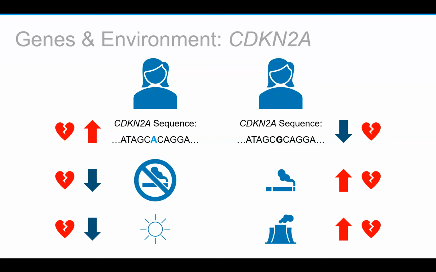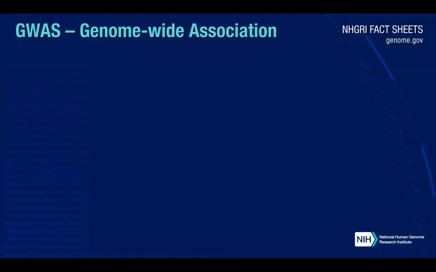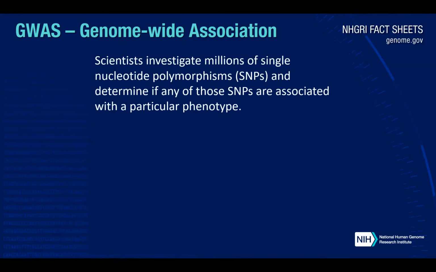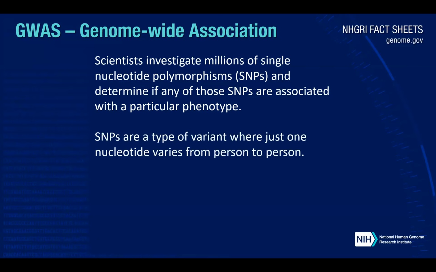One tool that scientists use is called a genome-wide association study, or GWAS. For a GWAS, scientists start by collecting genetic data from a large population with varied phenotypes for a particular trait or disease. Then the scientists look at millions of variants and determine if any of those variants are associated with a particular phenotype of that trait. Typically, scientists will look at single nucleotide polymorphisms, or SNPs. SNPs are a type of variant where just one nucleotide varies from person to person.